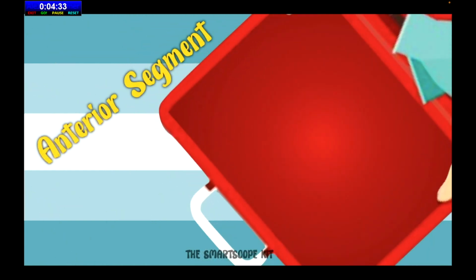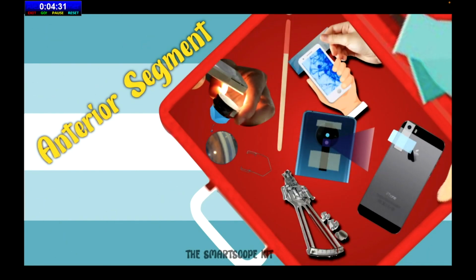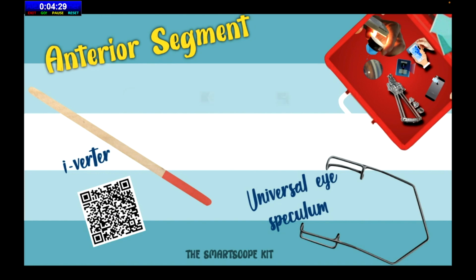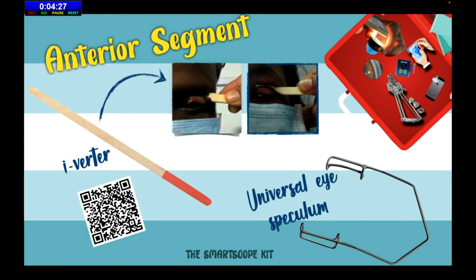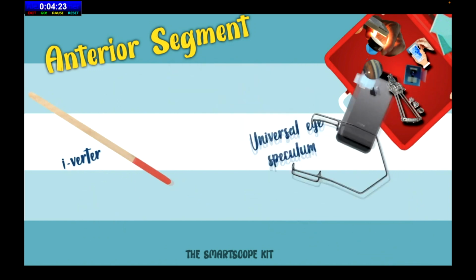In the anterior segment, mainly, we included many innovative, easy tools like the iVerter, which was used for the eversion of the lid to remove the corneal foreign body, which is a good alternative to the universal eye speculum.